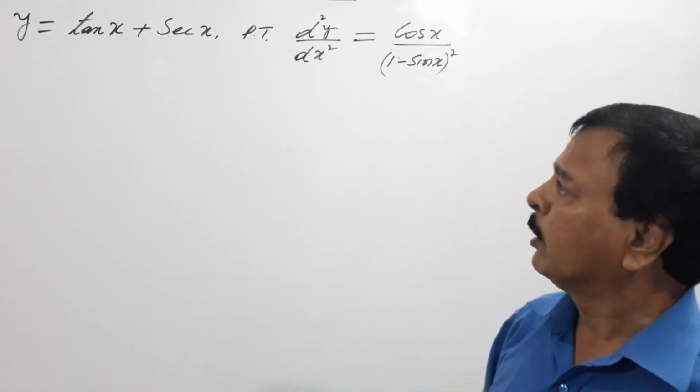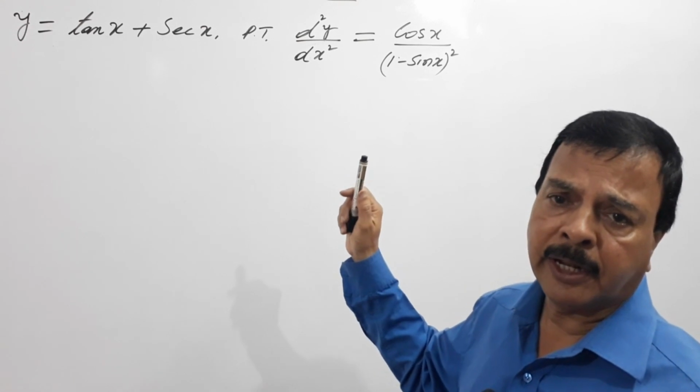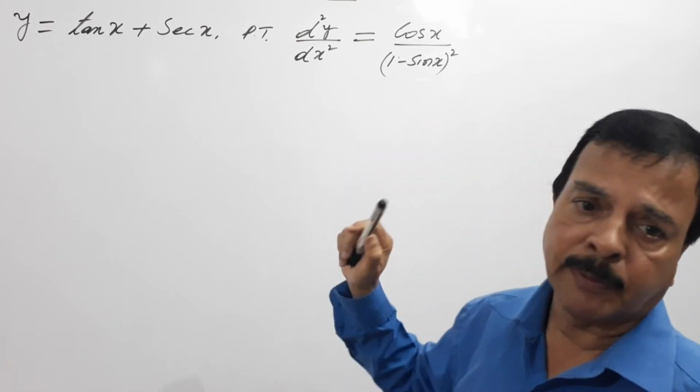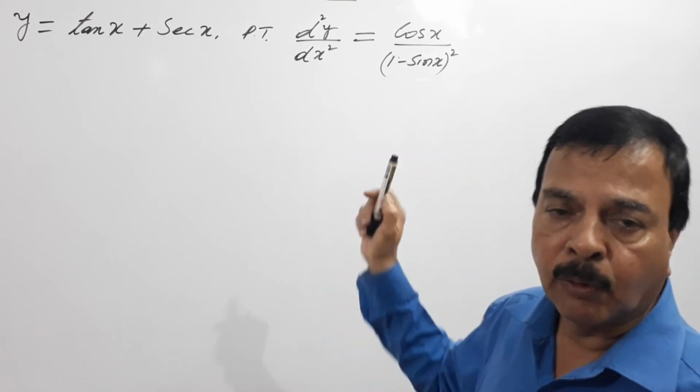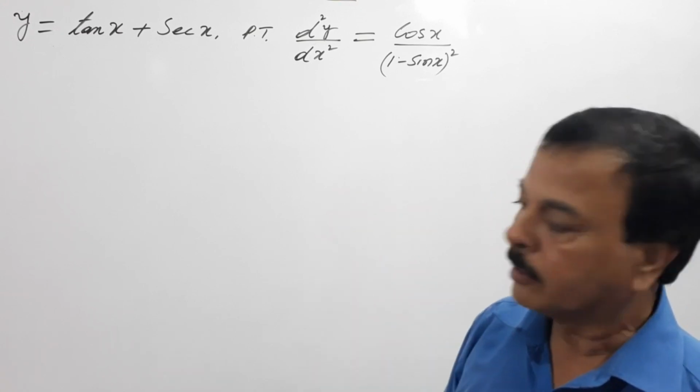We have one more problem. y equals tan x plus secant x. Prove that d square y by dx square equals cos x by 1 minus sin x the whole square. So this is a nice problem. Let's solve this.